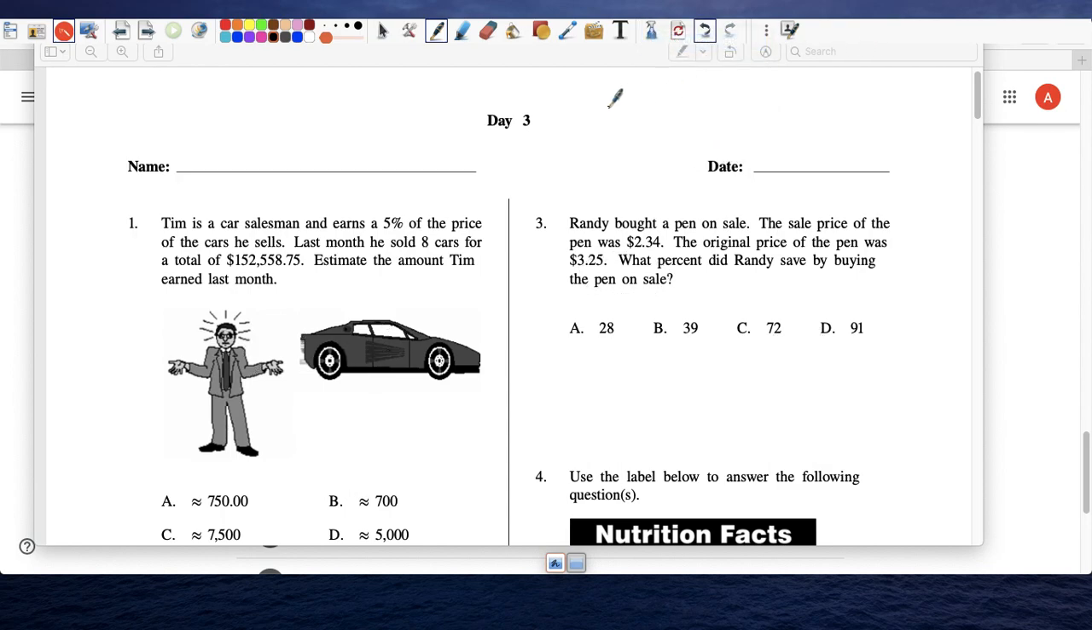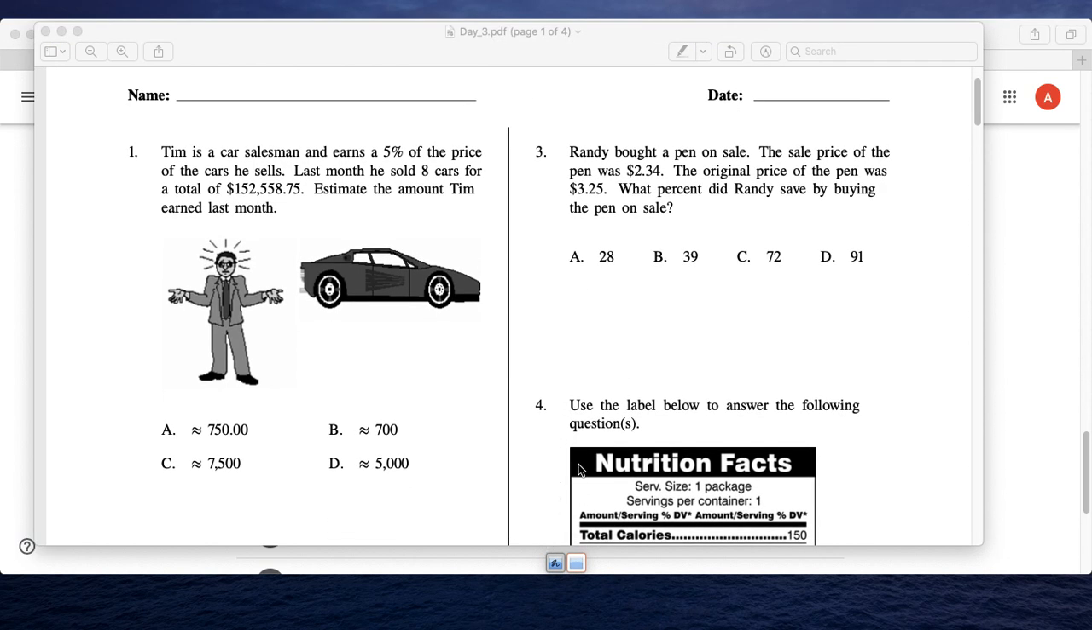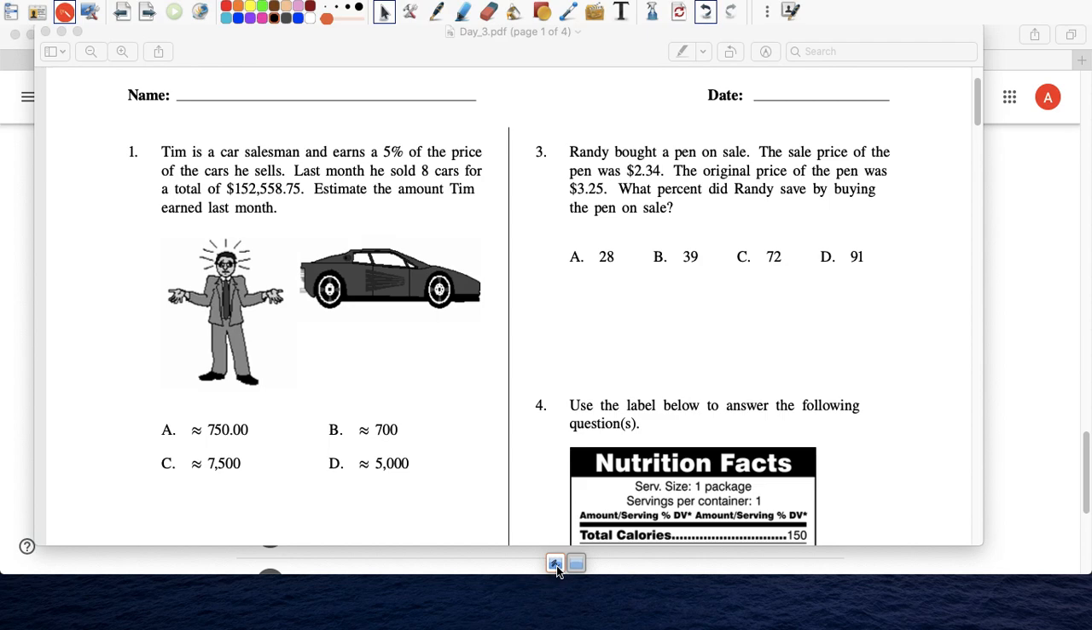Day 4, all right, doesn't matter. So day 3. Tim is a car salesman. He earns 5% of the price. Last month he sold 8 cars. Estimate the amount. So it's commission, right?